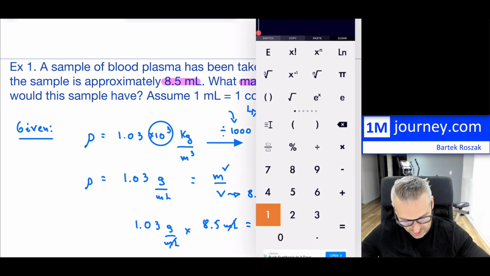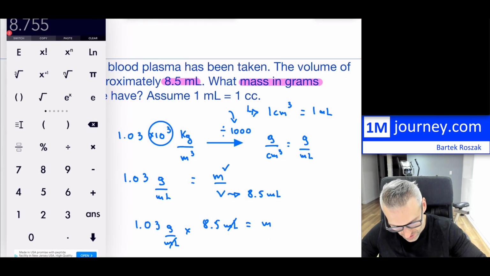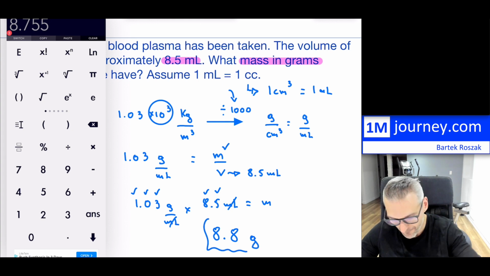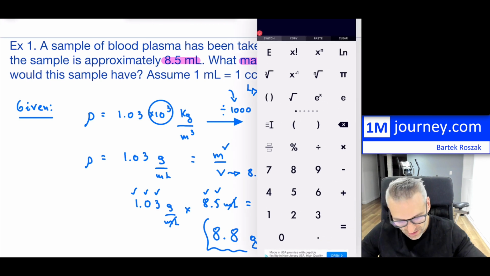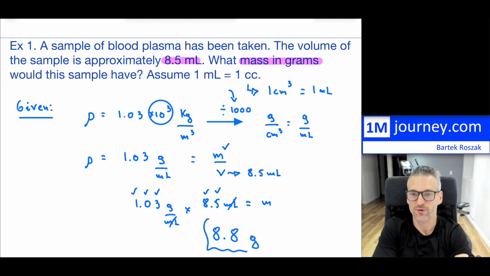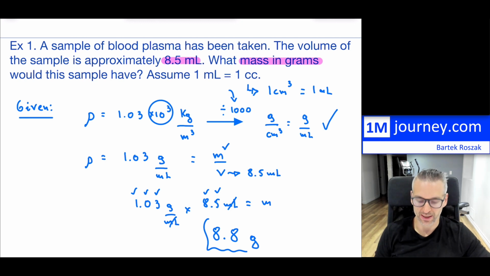So if I bring this out, 1.03 times 8.5, this is going to be equal to 8, and notice we have 3 significant figures here, 2 significant figures here, so I'll leave it to 2. It's going to be the lowest amount, which is 8.8 grams, and that's your mass. So very close, right? A little bit more than what you have in milliliters. All right, so that's one example, and this is a nice key feature if you're going back between kilograms per meter cubed and grams per milliliter or grams per centimeters cubed.